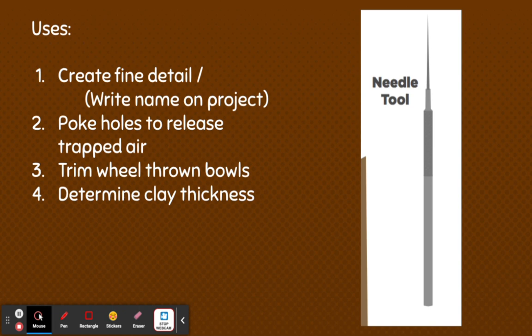You can also poke holes to release trapped air, because if we think about when we trap air and then heat it up, what does the air do? It expands, which would cause an explosion in the kiln if we haven't properly released that air. So say you made a sphere on part of your project that is hollow on the inside, it has air on the inside. You can then poke little holes into it to let the air release out.